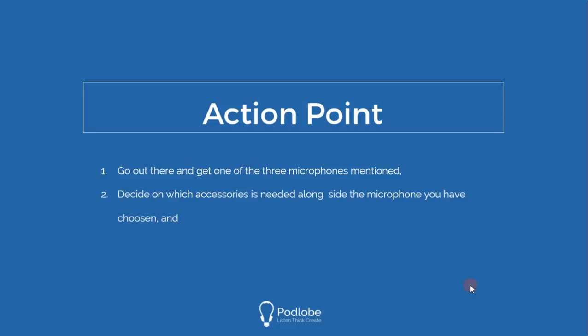The second thing I need you to do is decide on what accessories you need alongside the microphone you've chosen. A particular option came with the headphone, another option came with the pop filter, one other option came up with a small table stand. You just need to decide which out of the accessories I've mentioned you now need to complete your setup.